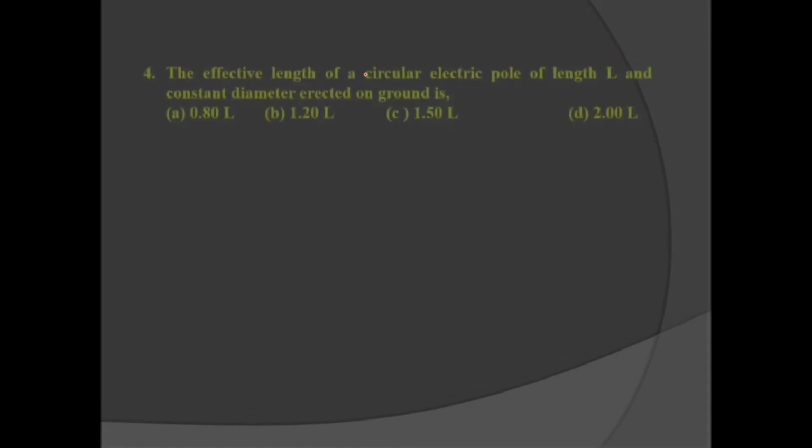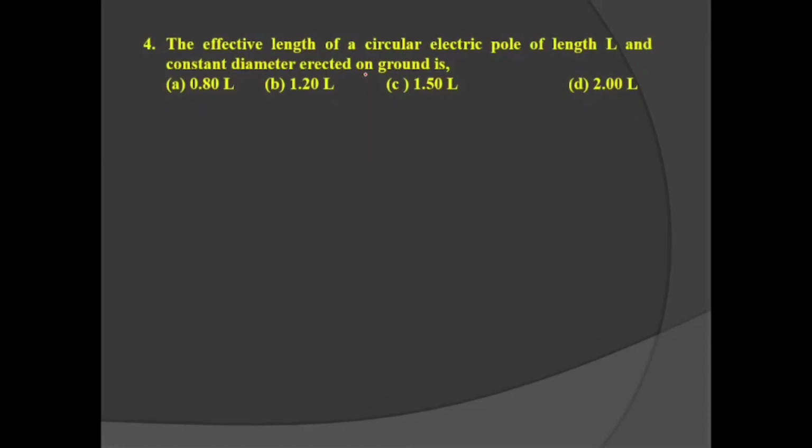Question number 4, the effective length of a circular electric pole. The electric pole is fixed at the bottom and free at the other end. So here the effective length becomes 2L. L effective is equal to 2 times L. So option number D is correct.